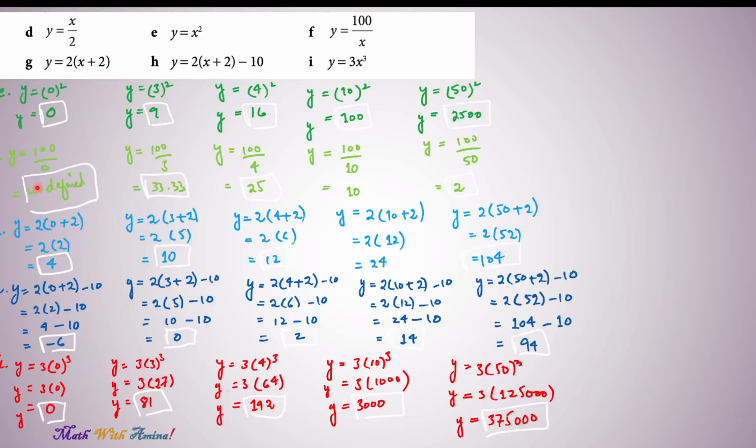So 100 over 0, undefined. 100 over 3 will give us 33.33. 100 over 4, it would be 25. It is simple division taking place.